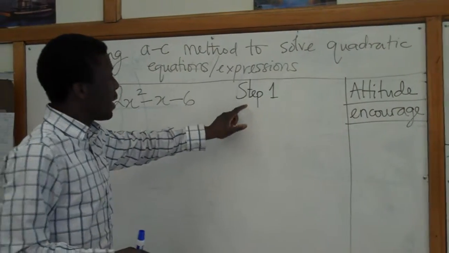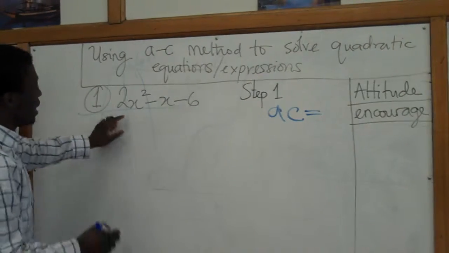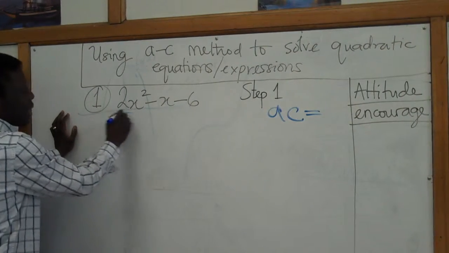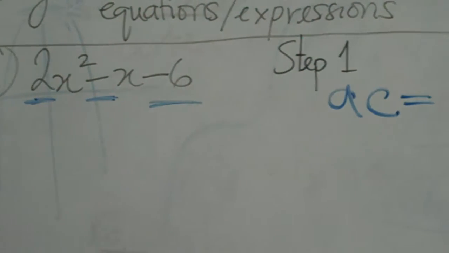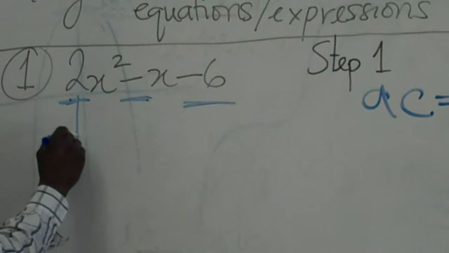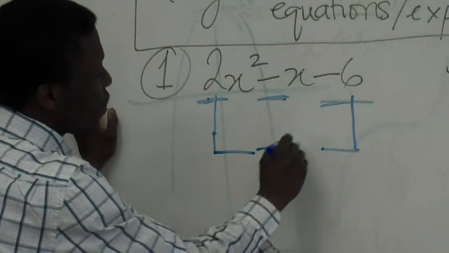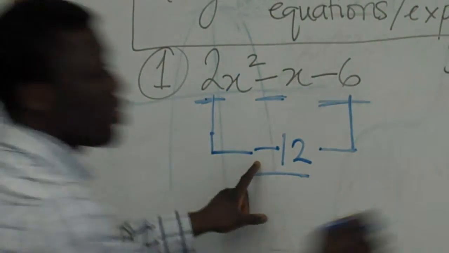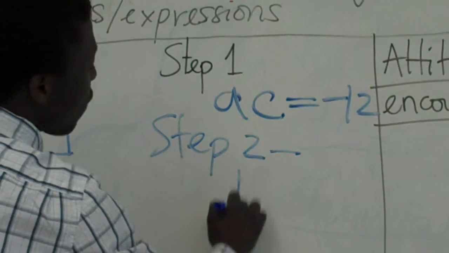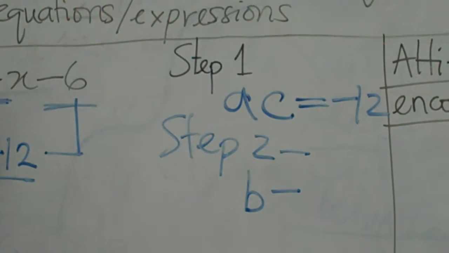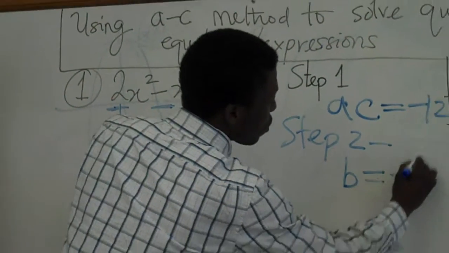The first step is to find AC. What is AC? Well, A is the coefficient of x squared. B is the coefficient of x. And C is the constant. So AC is your A times your C. In this case, that would be negative 12. That's your AC. So step 1 is you find AC. Step 2, you find B. B is simply minus 1. That's the coefficient of x. So B is equal to minus 1.